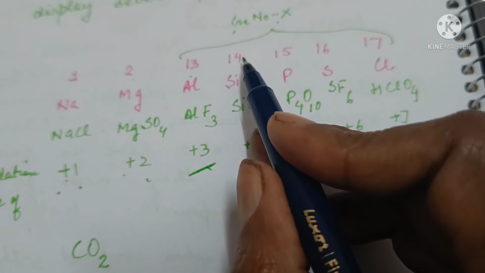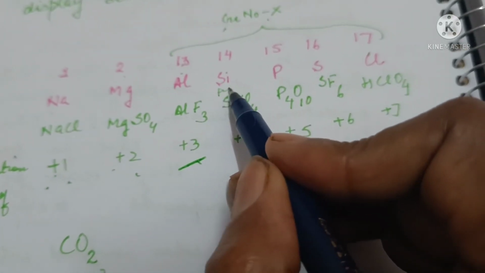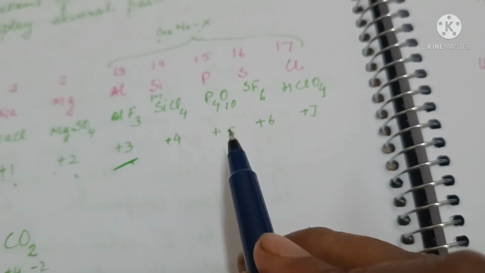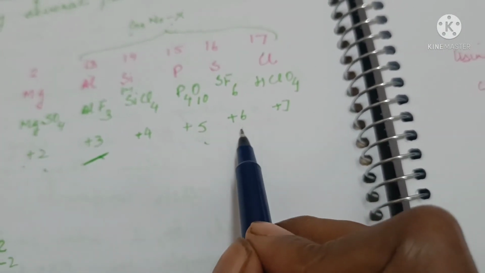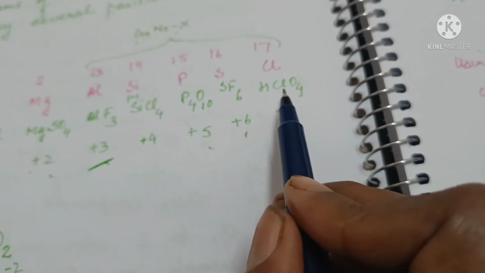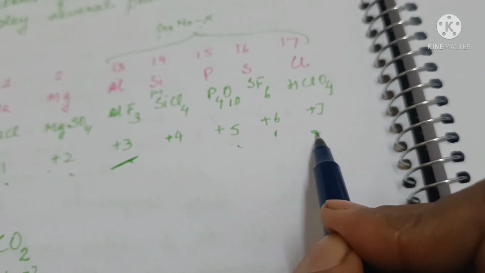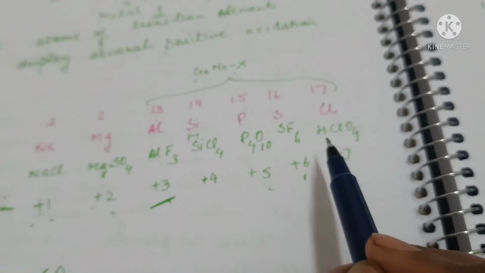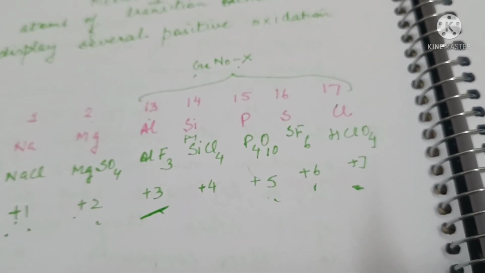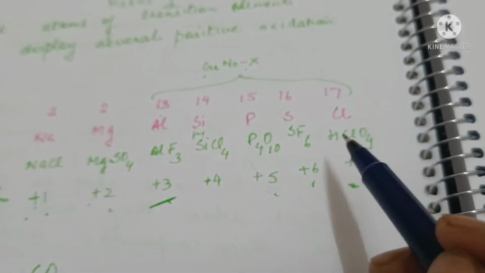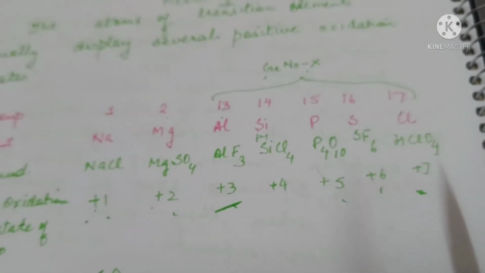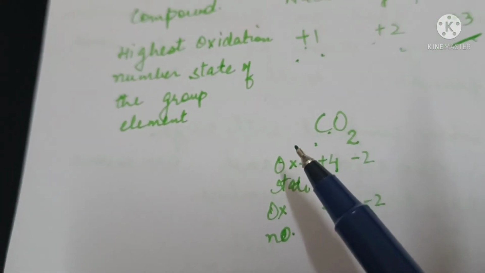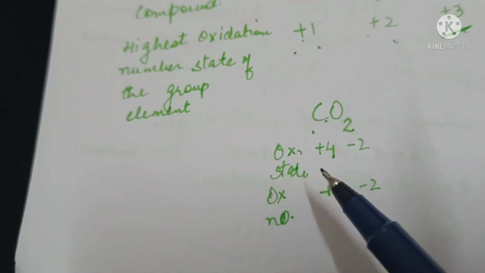For silicon, it will be 14 minus 10, that is +4. For phosphorus pentoxide, it will be 15 minus 10, that is +5. Sulfur is +6 in SF6, and for chlorine, the maximum oxidation state can be +7 as in HClO4. So these are examples of compounds in which the element belonging to these groups is showing the maximum or the highest oxidation state.